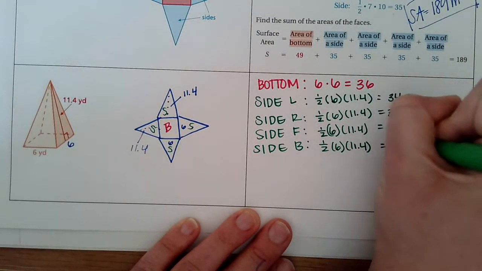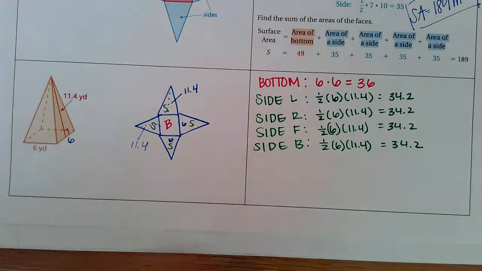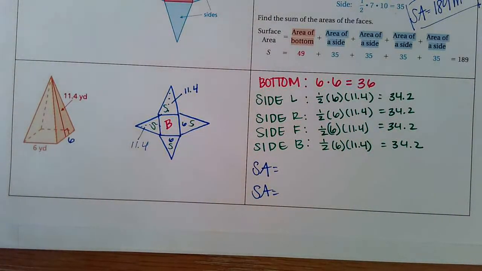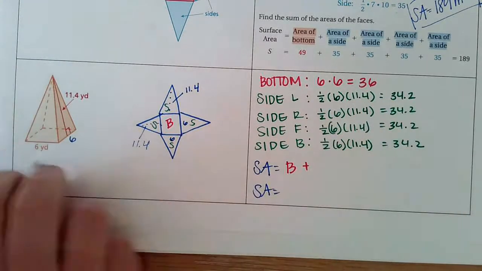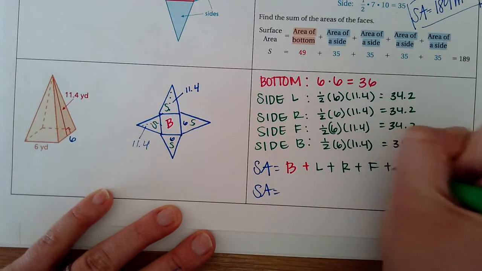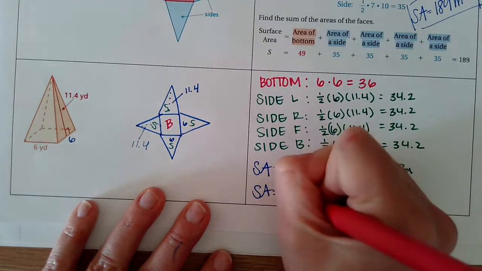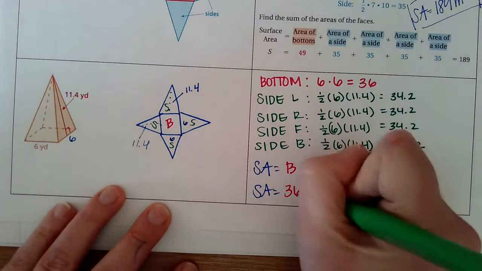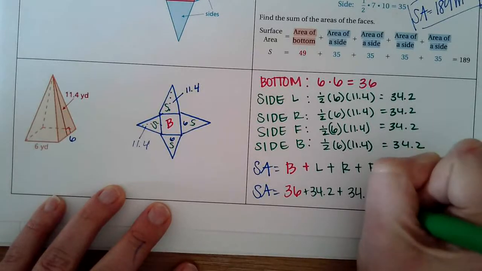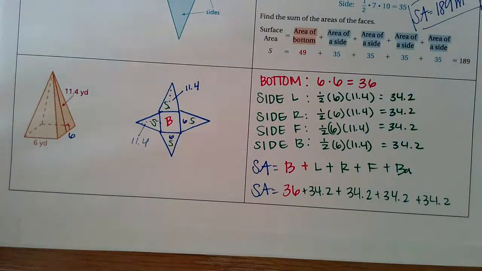Again, because this is a square, I will have the same dimensions. That won't always be the case. All right, so now I need to find my surface area. And I do that by adding together my bottom plus my left side, my right side, my front side, and my back side. Okay, my bottom dimension is 36. My left side is 34 2/10. Again, this time that gets all repeated. You cannot count on that always, though, so I will lay them all out.